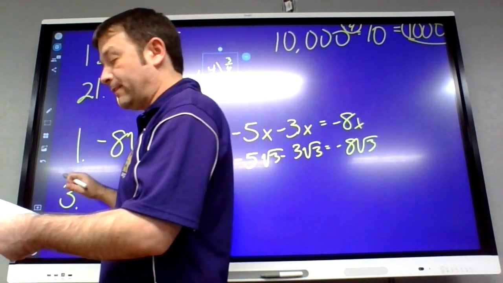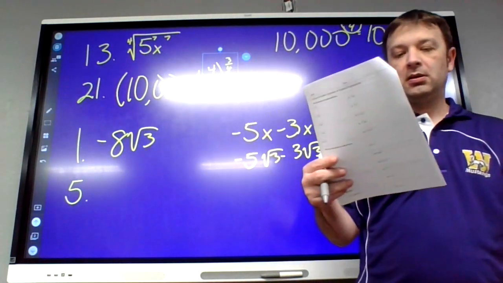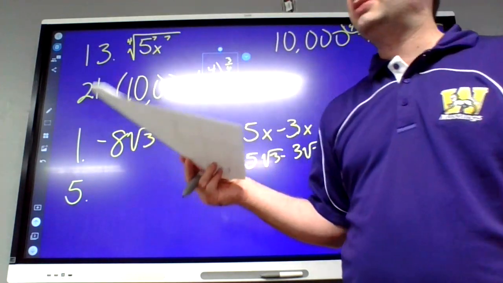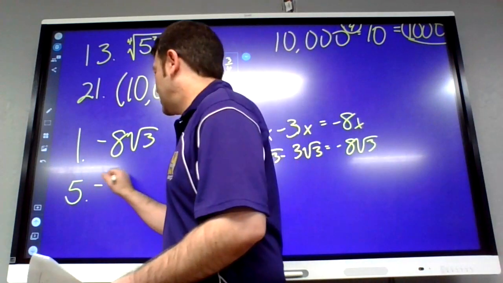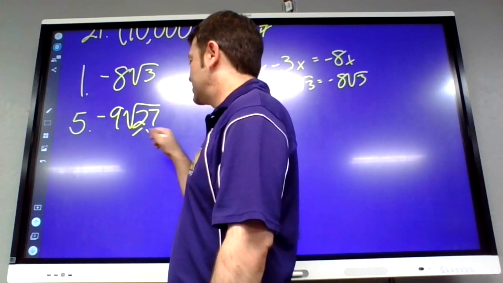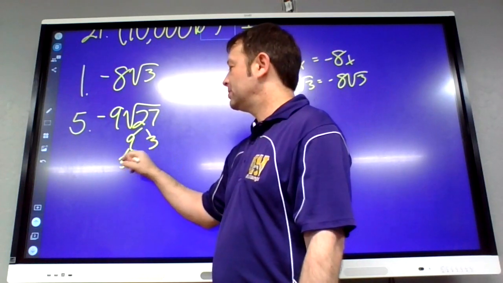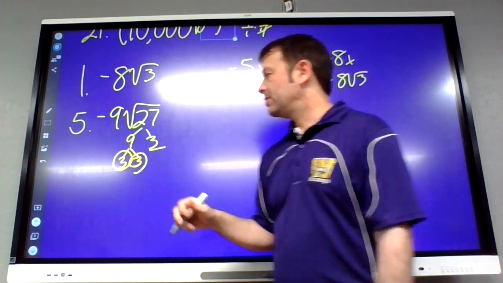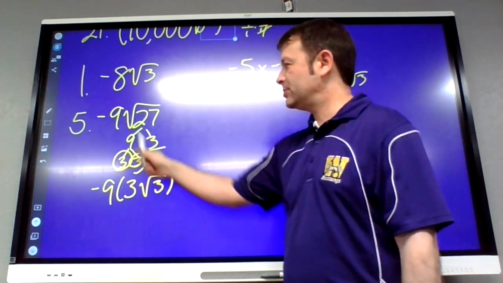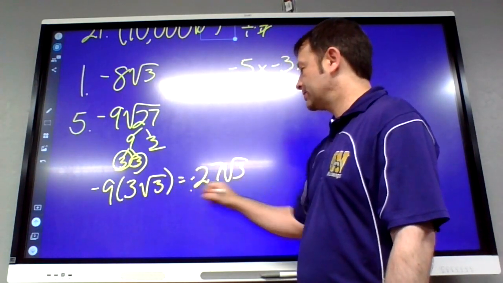Let's jump to number 5. Negative 3 square root of 27 minus 3 square root of 27 minus 3 square root of 27. Negative 9 square root of 27. However, this one a calculator might actually save you because 27 simplifies to 3 square root of 3. So what's negative 9 times 3 square root of 3? Negative 27 square root of 3.